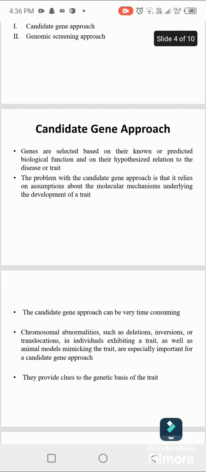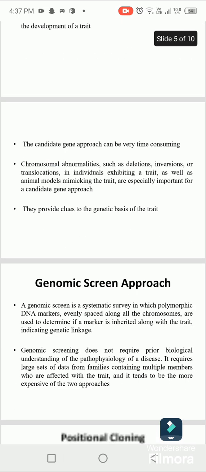Candidate gene approach. Genes are selected based on their own known or predicted biological function and on their hypothesized relation to the disease or trait. The problem with the candidate gene approach is that it relies on assumptions about the molecular mechanisms underlying the development of a trait. The candidate gene approach can be very time consuming.